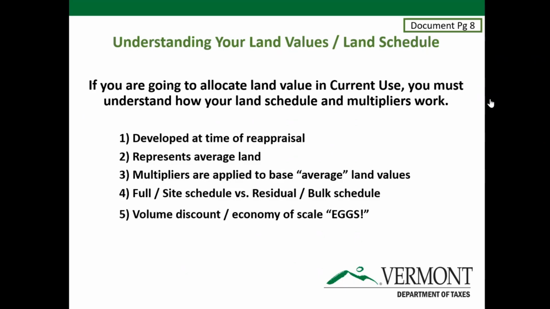And then within that land schedule, we're going to have what's called a full or site inclusive land schedule, and we're going to have a residual. What the whole land schedule represents is what we call a volume discount or economy of scale, which we talked about, like when you go to Costco and you buy things in bulk, you're going to get a better price per item than if you buy one or two. So it's the same idea the way land sells. The less you buy, the more you pay. The more you buy, the less per item you're going to pay. Volume discount. It's the eggs that we talked about.